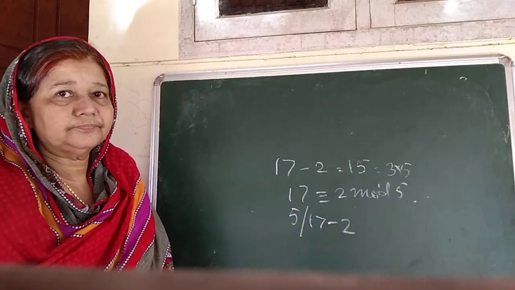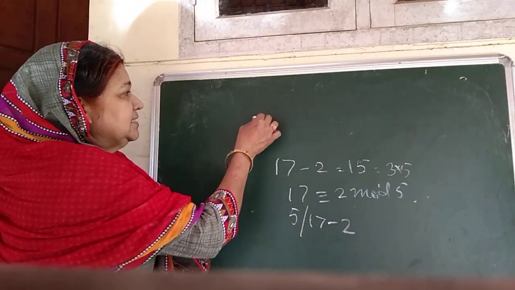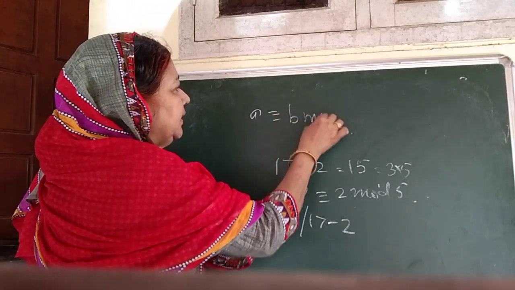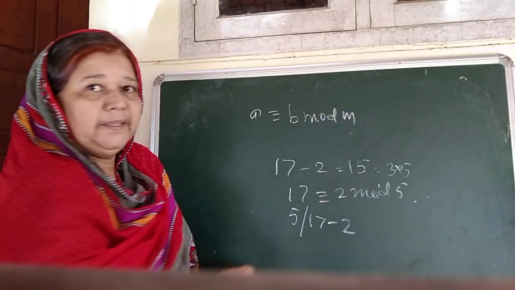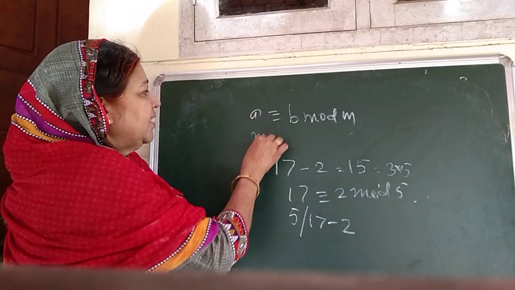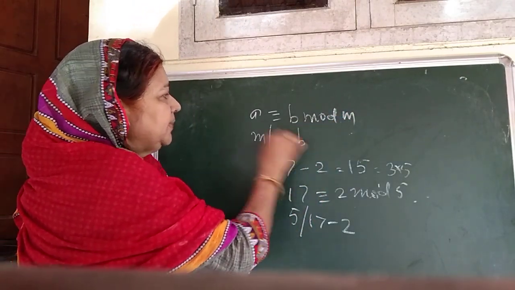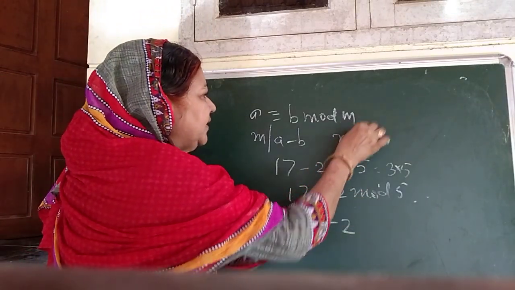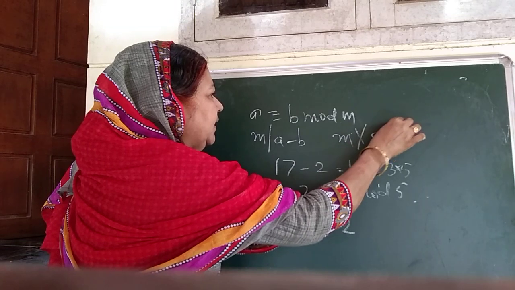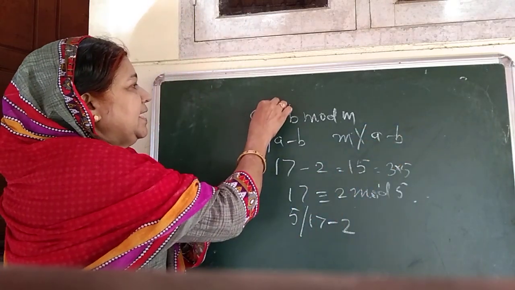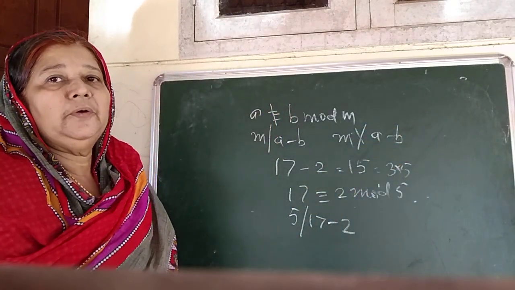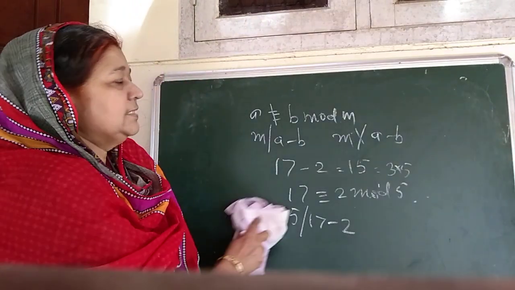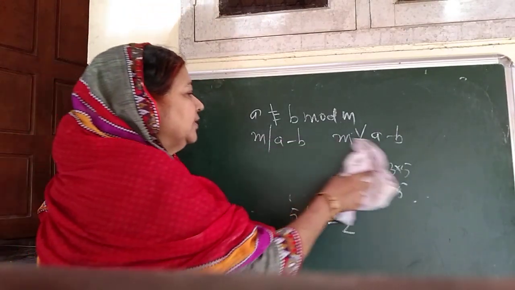Generally, we say that a is congruent to b mod m if m divides a minus b. If m does not divide a minus b, we say that a is not congruent to b mod m, or a and b are said to be incongruent.